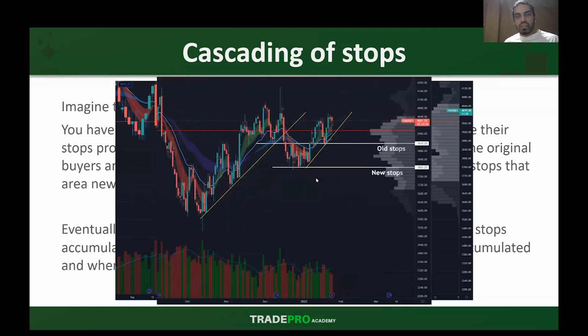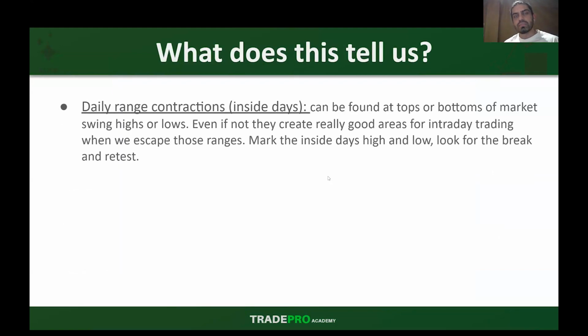So this is the pullback. This is where new stops accumulate. This is where old stops are. So what does this tell us?